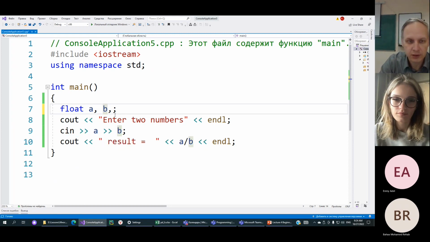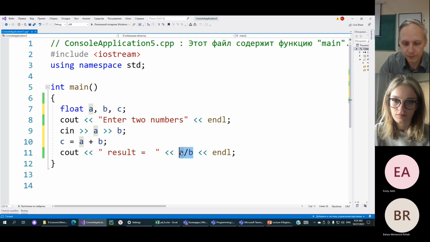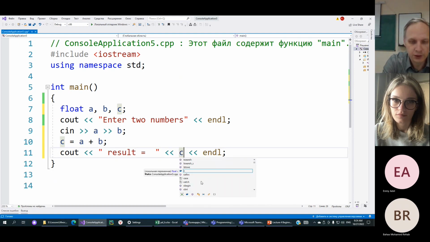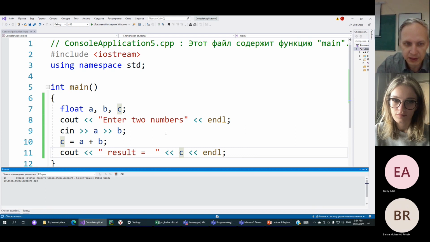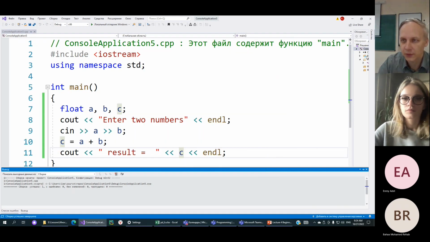If I declare, for example, one more variable C, and I type here C assign A plus B, the value of the variable C will be changed by means of assignment operation. And here I can output the value of C. Now 3 plus 4 is 7.